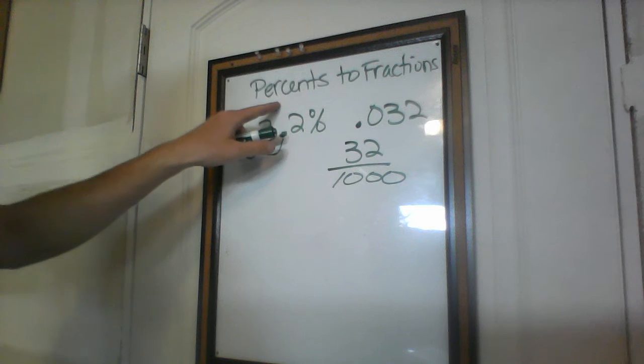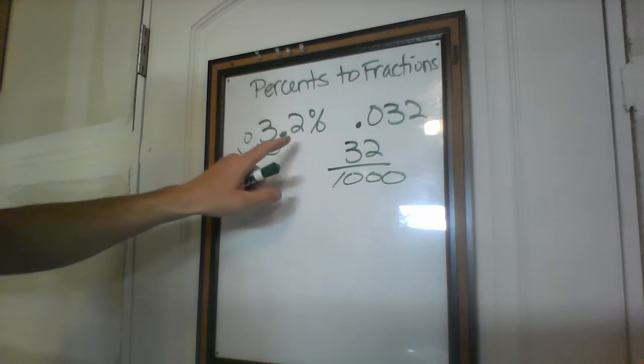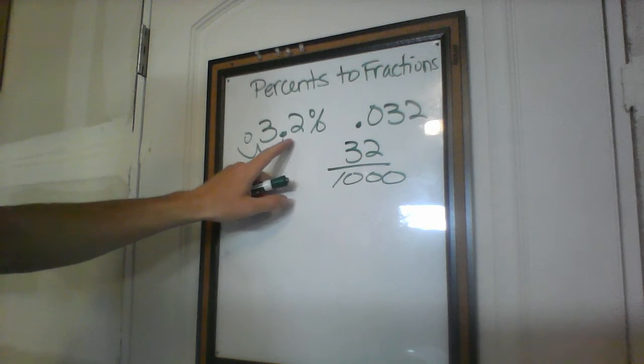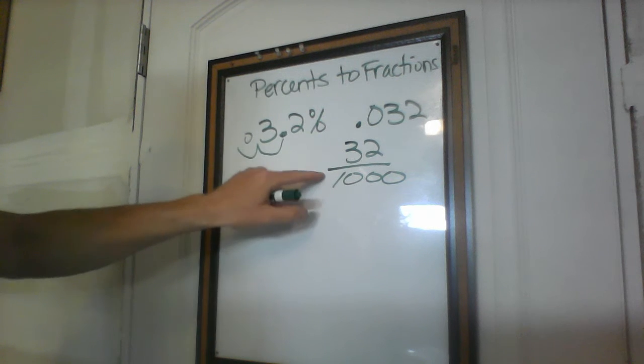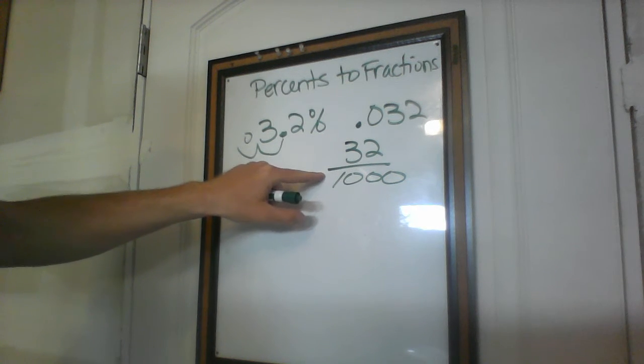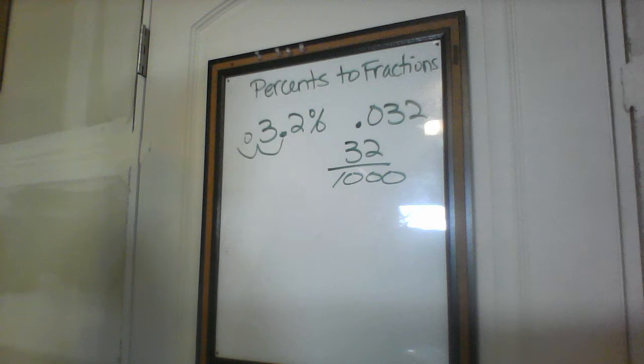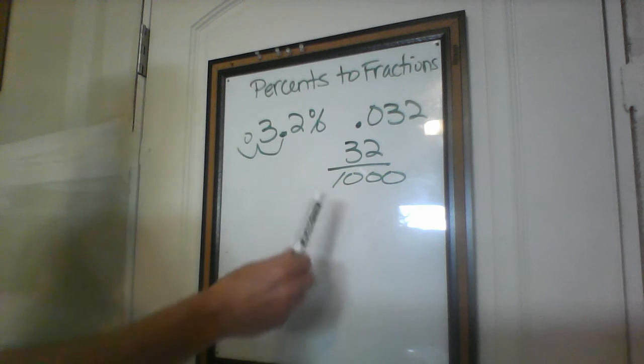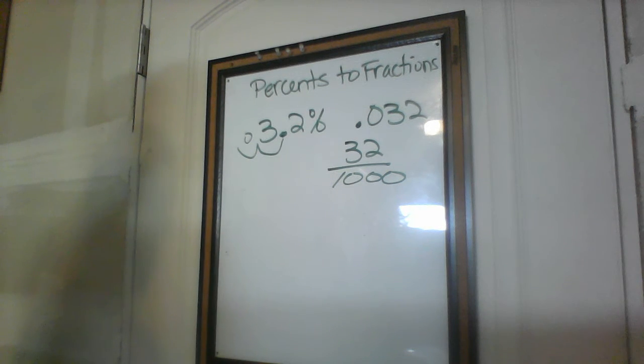Okay. So there is the basics of percents to fractions. When we're going percents to fractions, we are getting that decimal wherever it's at, and we're dividing by 100 because here's our division. So we're dividing by 100, and we move that decimal 2 times to the left.